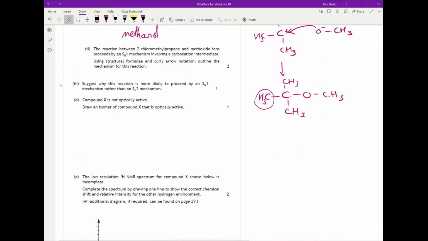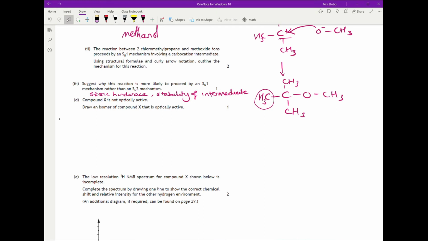Suggest why this reaction is more likely to proceed by an SN1 than an SN2. Okay, so the difference between SN1s and SN2s is to do with the stability of this carbocation, this positive. So basically, we could say steric hindrance and stability of the intermediate would also be what we're going with.